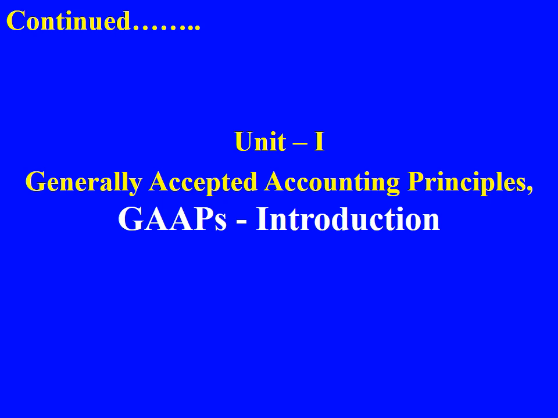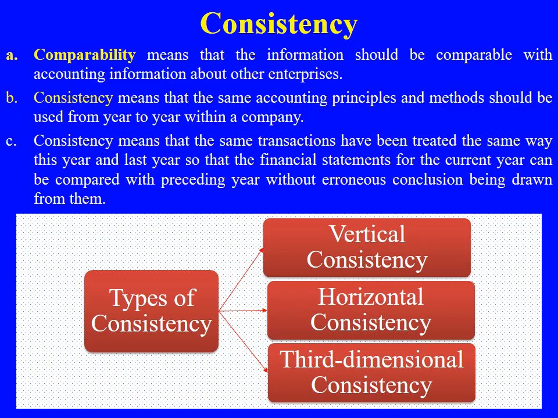So in this part we're going to learn about conventions. The first one we have is the convention of consistency. What consistency refers to is using the same accounting principles and the same accounting methods to do accounting over a period of time. That is what we call consistency.